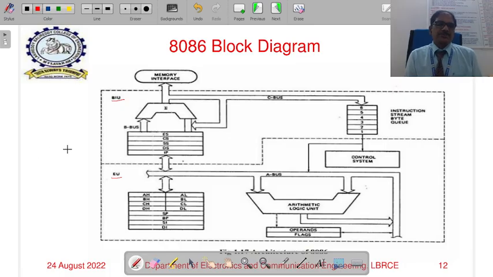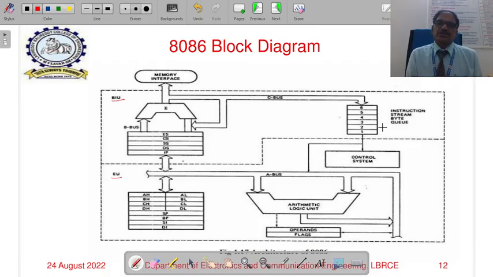The name itself says the bus interface unit acts as the interface between the external world and the execution unit. Whatever the execution unit needs to execute will be forwarded by the bus interface unit, by getting that information from the external world. For this, the bus interface unit has a 6-byte instruction queue in 8086, whereas in 8088 the instruction queue size is only 4 bytes. So that is one architectural difference between 8086 and 8088. The remaining internal architecture is almost the same for both.